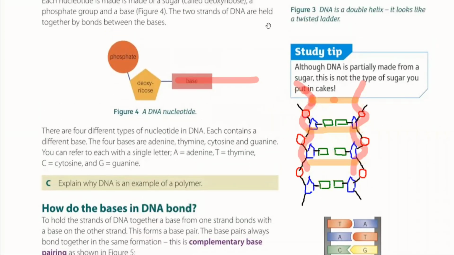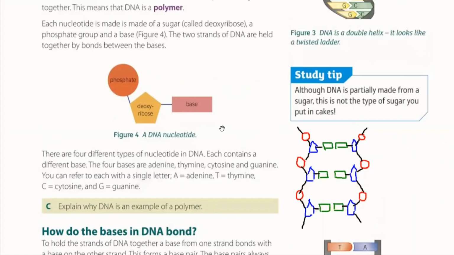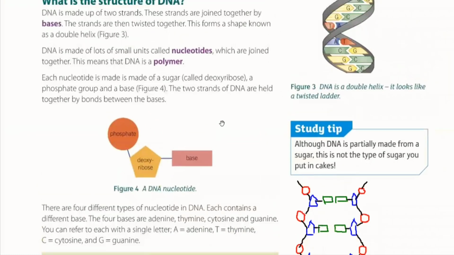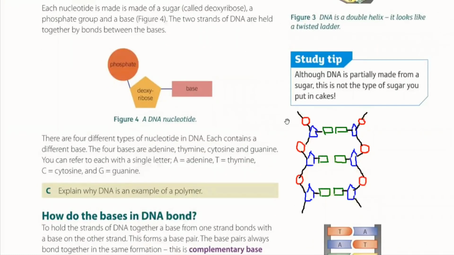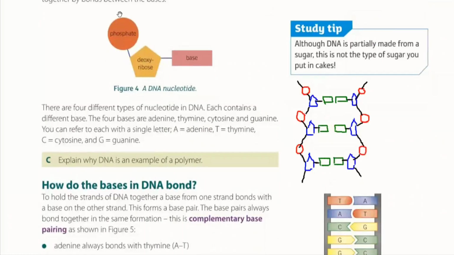Now we will see about the bases in detail, what these bases are and what they are made up of. I think this point is clear, and why it is known as a polymer, because these nucleotides are connected through a very long chain. It is also saying here that there are four types of nucleotides.